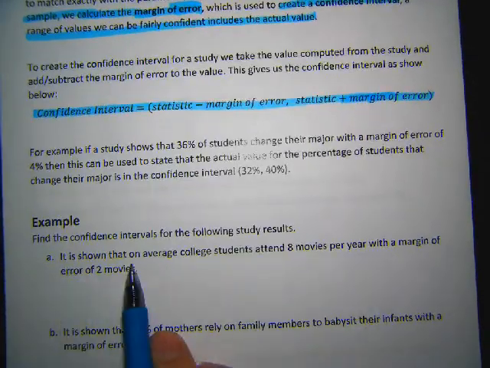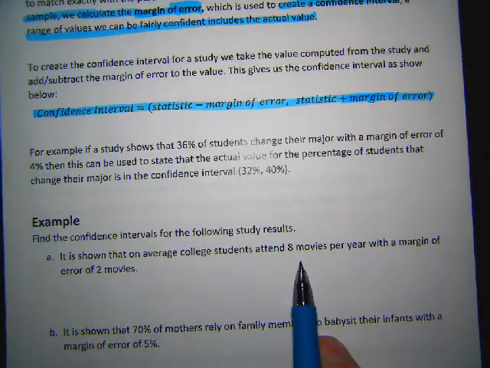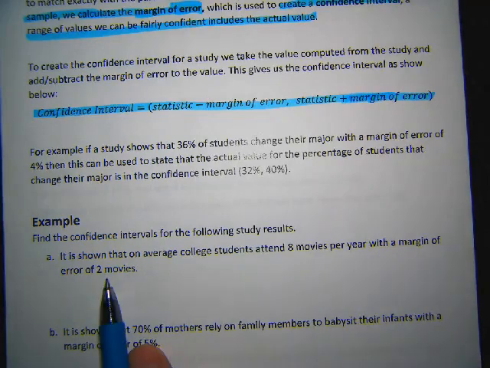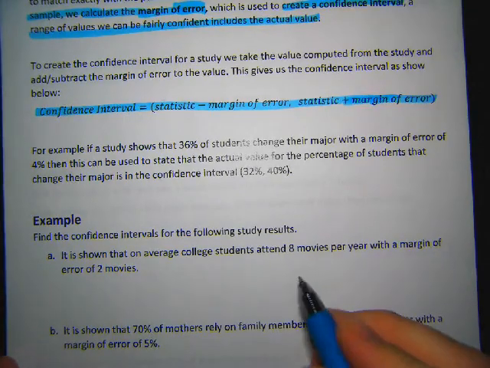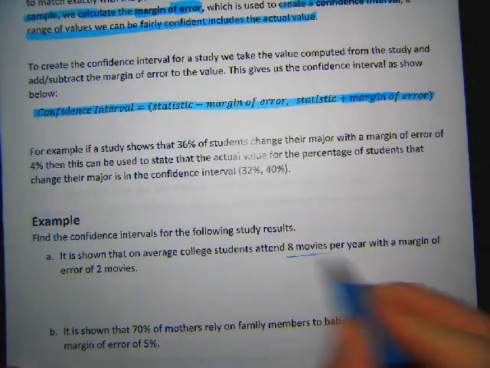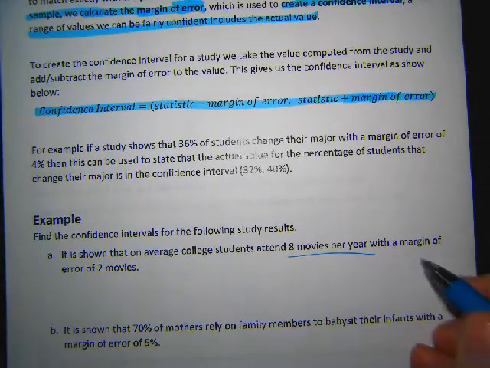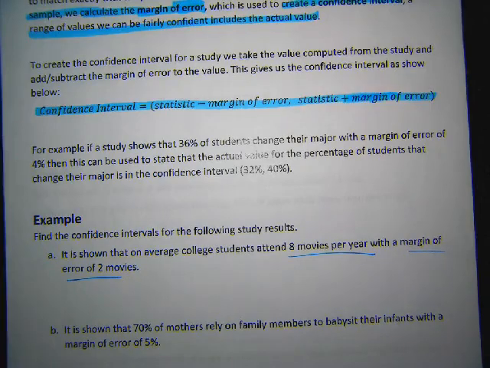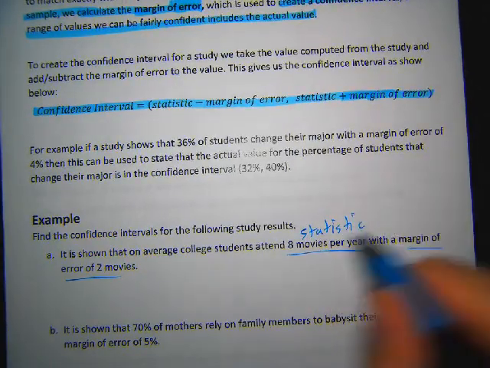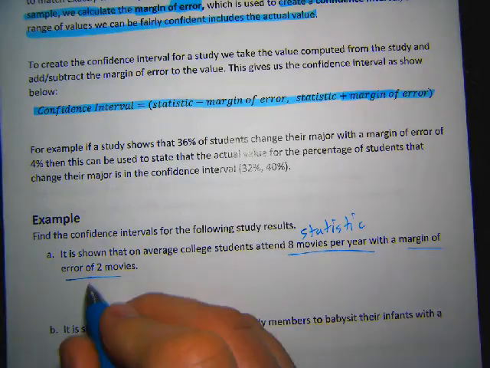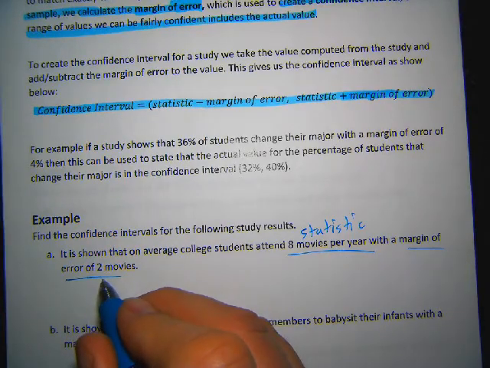So it is shown that on average, college students attend 8 movies per year with a margin of 2 movies. So again, they went and they sampled some college students. They didn't talk to every single college student because that takes too much time, too much money. But from a sample, they found an average of 8 movies per year, and their margin of error was 2 movies. So this is their statistic, because it's what they got from their sample, and the margin of error was based on their sample size. So 2 movie margin of error.